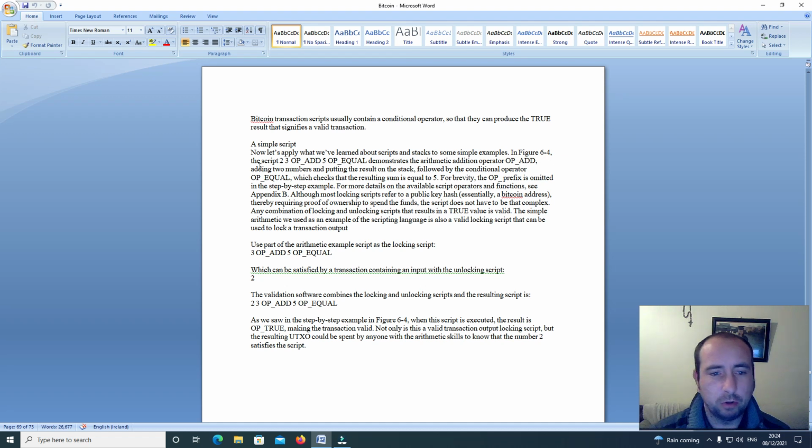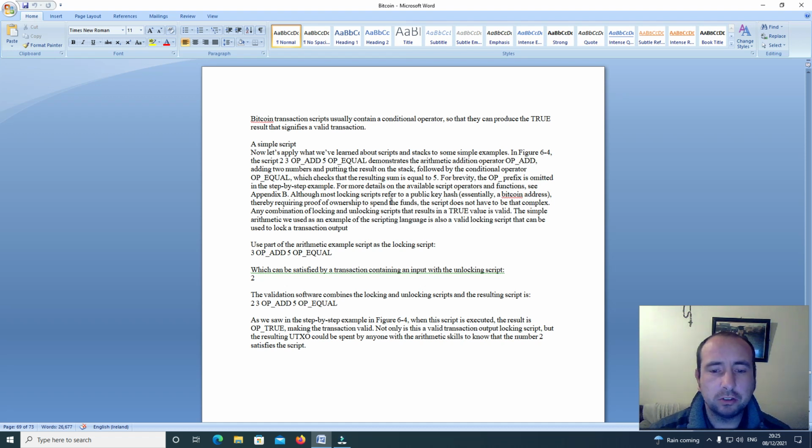In figure 6.4, the script 2 3 OP_ADD 5 OP_EQUAL demonstrates an arithmetic addition operator, OP_ADD, adding two numbers and pushing the result on the stack, followed by the conditional operator OP_EQUAL, which checks that the resulting sum is equal to 5. For brevity, the OP_ prefix is omitted in the step-by-step example. For more details on the available script operators and functions, see Appendix B.